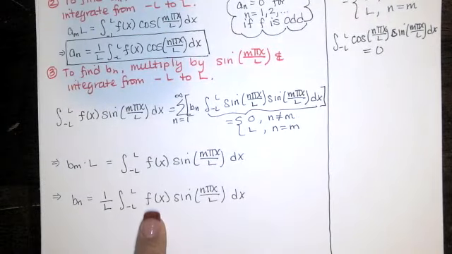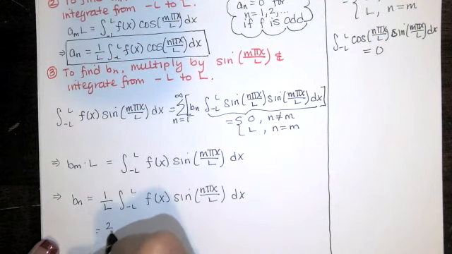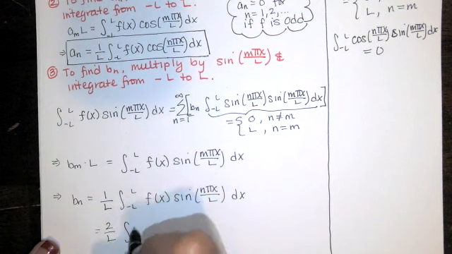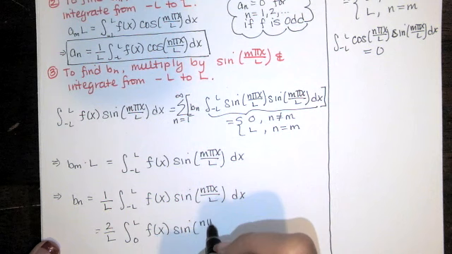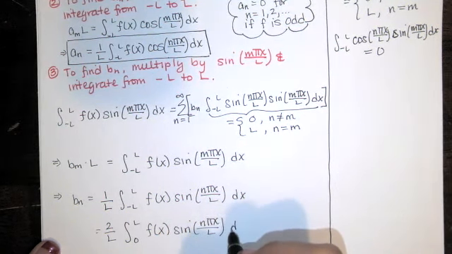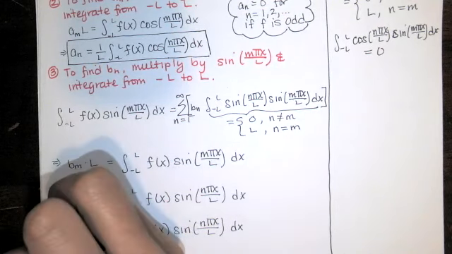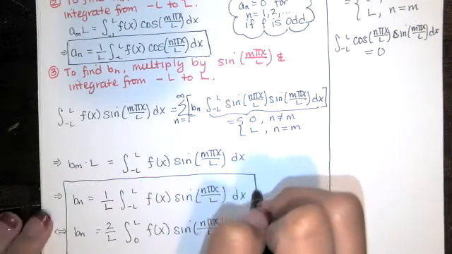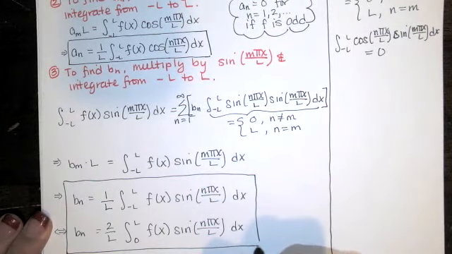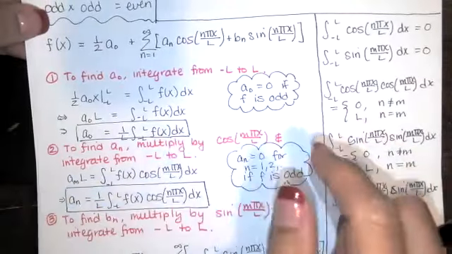Now, if f is odd, this is an odd times an odd times an odd, which would be even. So we could actually do that instead, and use that as our formula for b sub n, because of the symmetry. So these are gone and these are gone because f is odd.